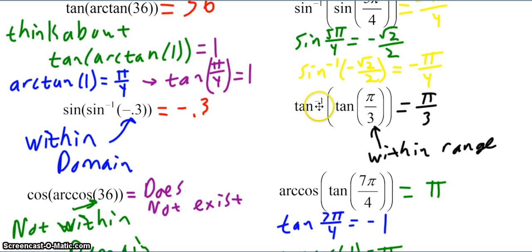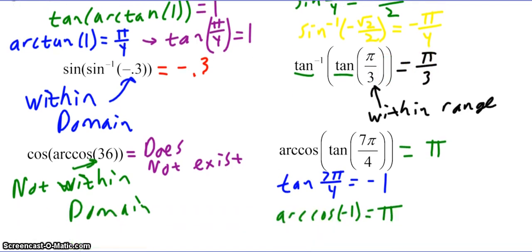Here, for the next one, the tangent inverse of the tangent of pi thirds. So pi thirds is within the range of the tangent inverse function, so the tangent inverse of the tangent of pi thirds is pi thirds. Again, you could do this piece by piece, figure out, well, what is the tangent of pi thirds? The tangent of pi thirds is going to be root 3. What is the tangent inverse of root 3? It's going to be pi thirds. But since I recognize that I have an inverse of that function, I know that it's just going to come out to be that angle.